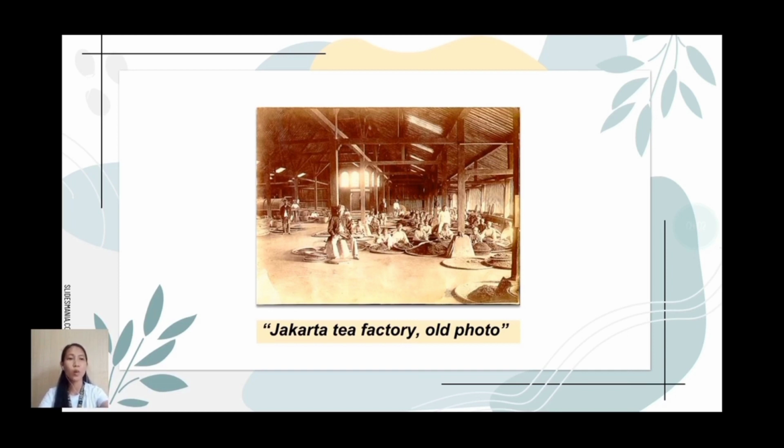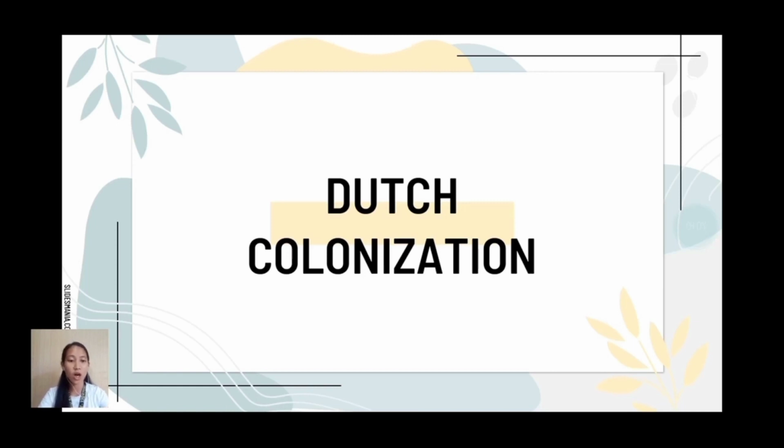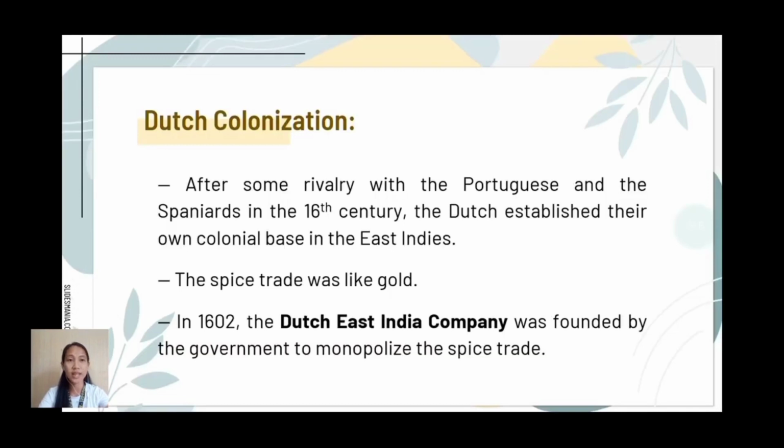Now, moving forward, we go to the Dutch colonization. After some rivalry with the Portuguese and the Spaniards in the 16th century, the Dutch established their own colonial base in the East Indies. Their interest, like that of the other Europeans, had been steered by the lure of the spice trade in the Moluccas, for spices such as pepper, mace, nutmeg, and others became the rage in European cities.